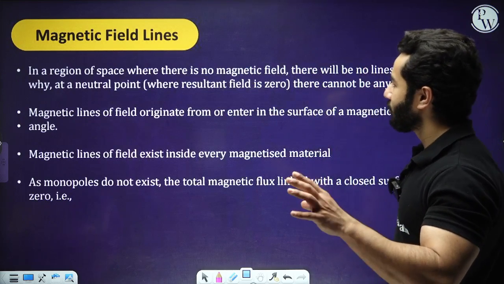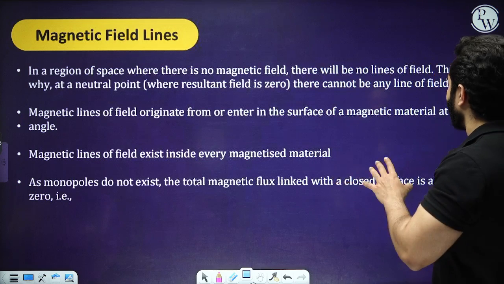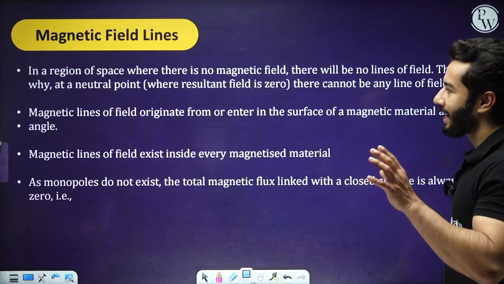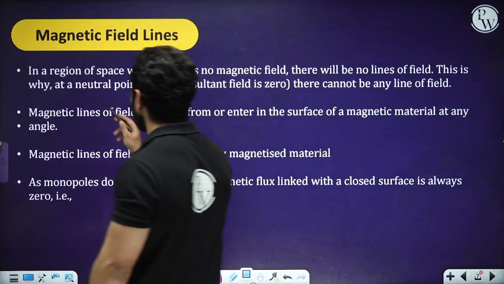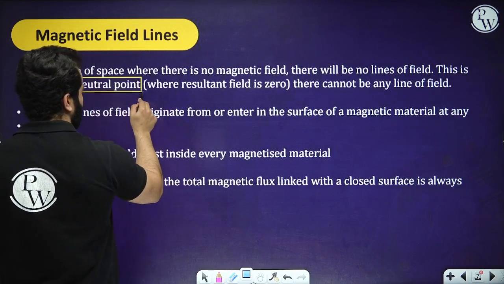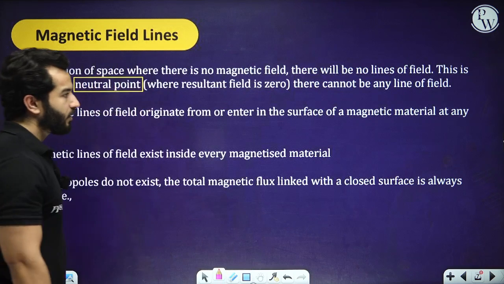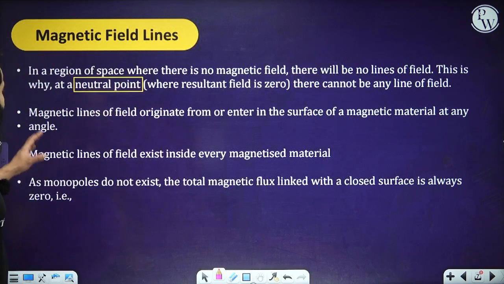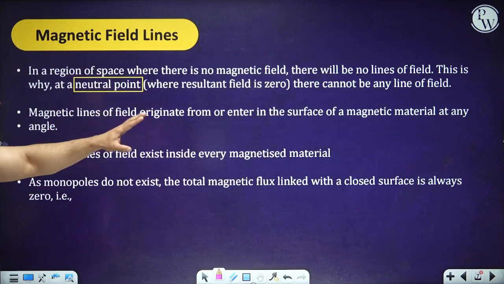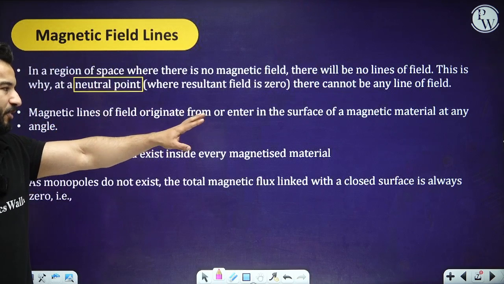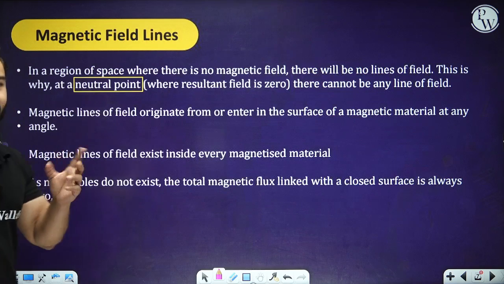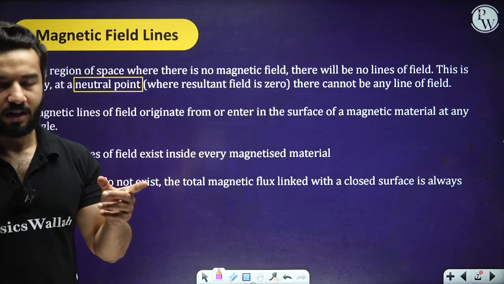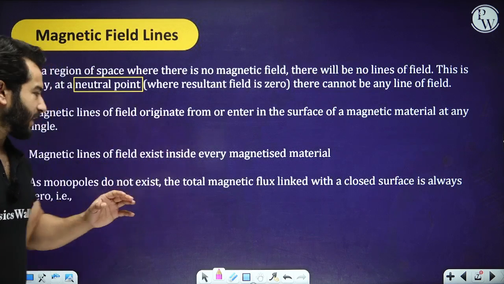In a region of space where there is no magnetic field, there will be no lines of field. This is why at a neutral point, the magnetic field intensity is 0, right? There can't be any line of field. Magnetic lines of field originate from or enter the surface of magnetic material at any angle. So this is also a difference compared to what we have learned in electric field.